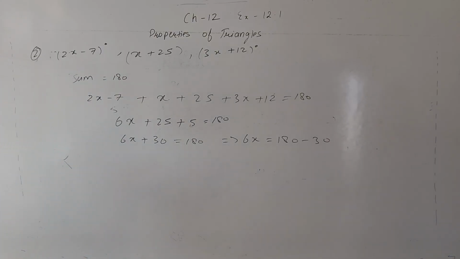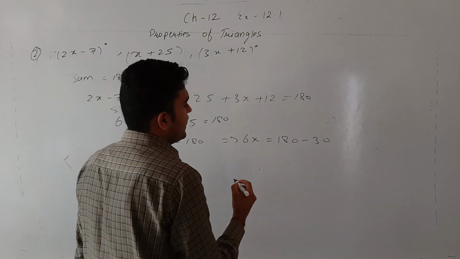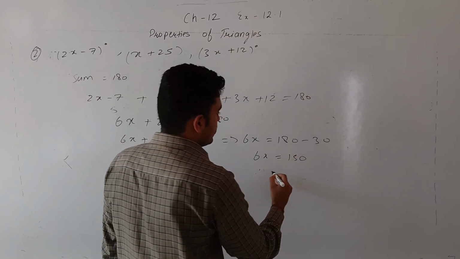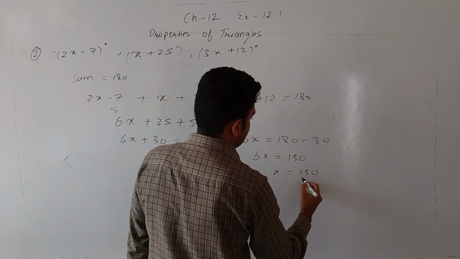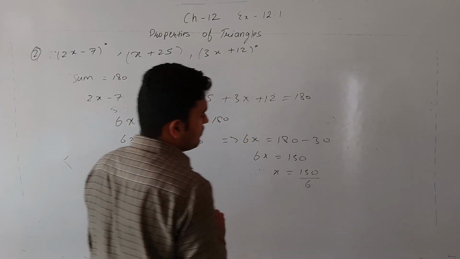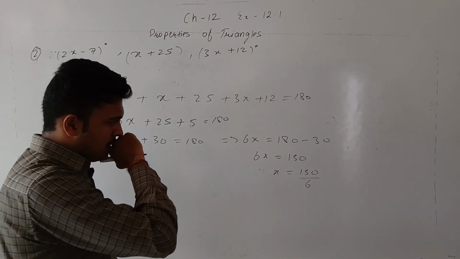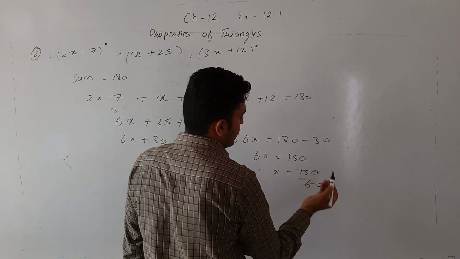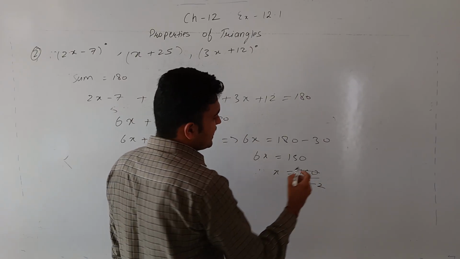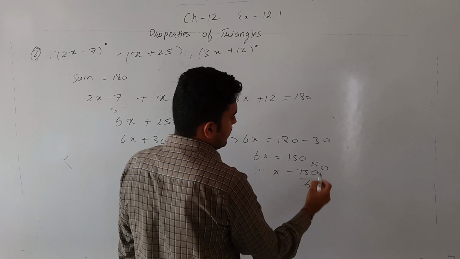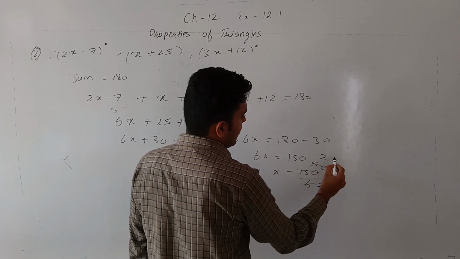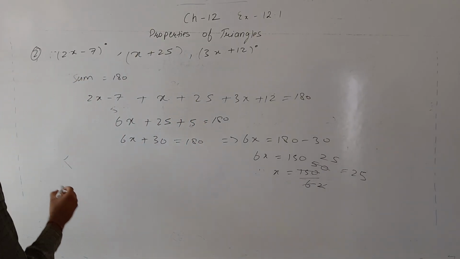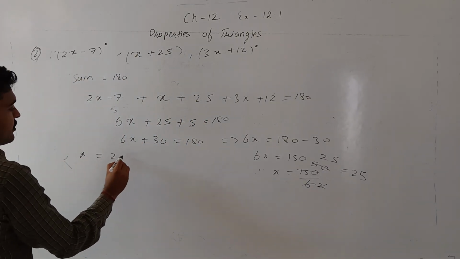So 180 minus 30 is 150. So 6x is equal to 150, and x is equal to 150 upon 6. We have 3 2s are 6, and 3 5s are 15, and 2 2s are 4, and 2 5s are 10. X comes out to be 25. So x is equal to 25.